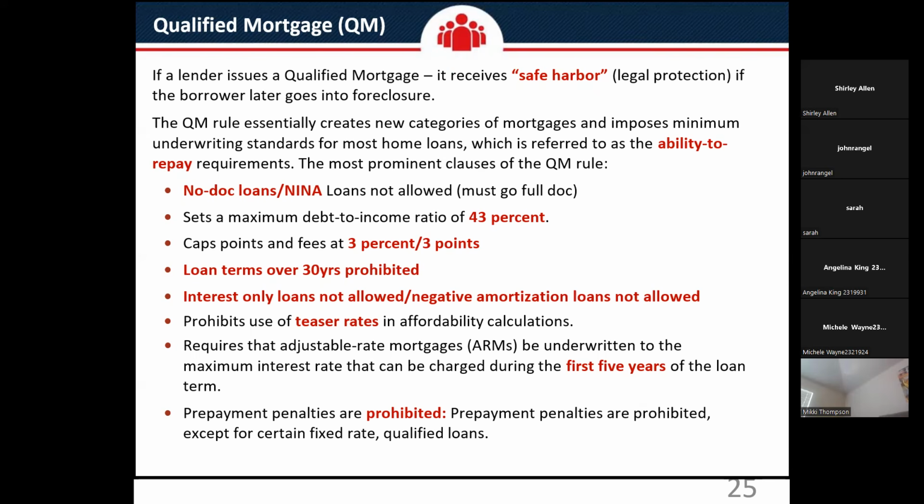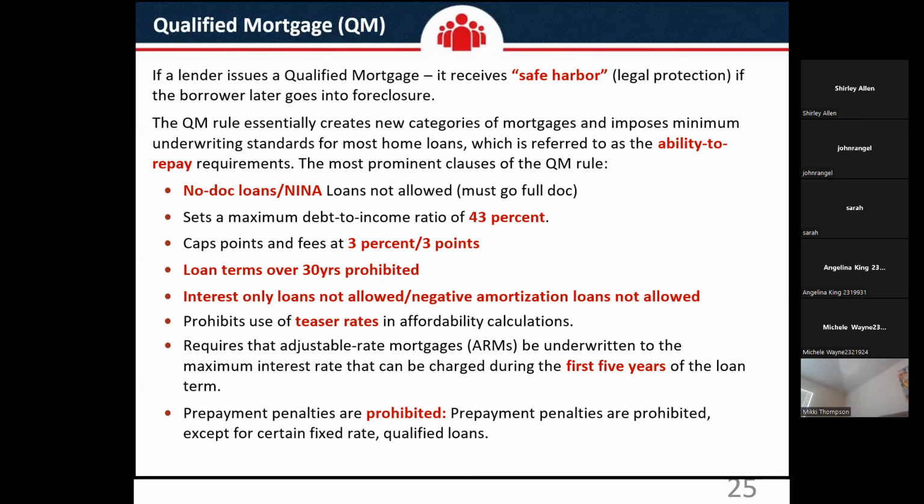I mean, we have to be able to prove and verify everything. It also sets the maximum DTI, debt to income ratio, of 43%, meaning the money that goes out of your household income on the back end for your expenses and things of that nature cannot be more than 43% of your income. They have capped points and fees at 3%, 3 points. That's all you're going to be making on the loan, 3%.